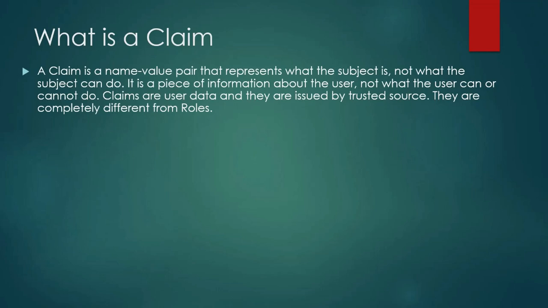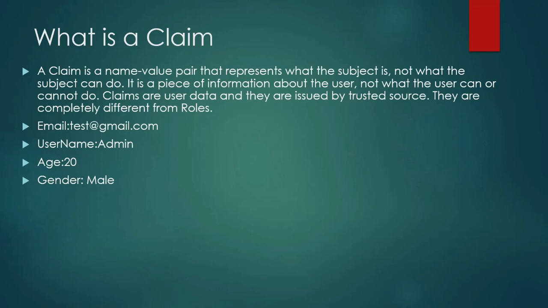Claims are user data, and they are issued by a trusted source. They are completely different from roles. I need you to understand that, guys. Claims are completely different from roles. A claim can be anything, for example a name, email address, phone number, age, gender. That is what we usually call claims. A claim can be an email address.